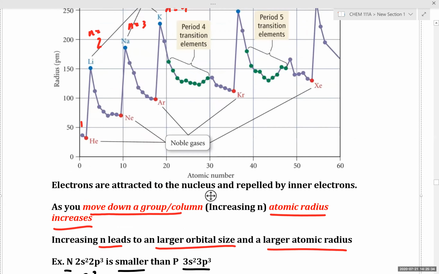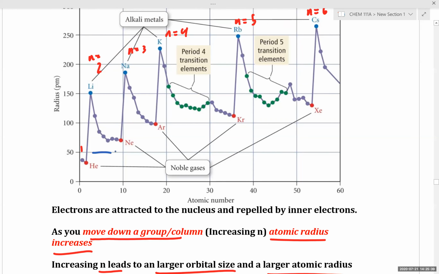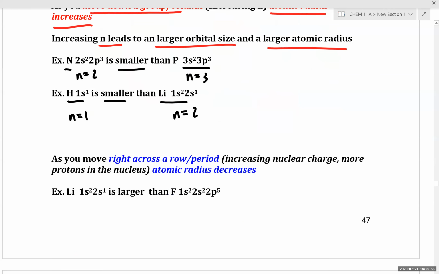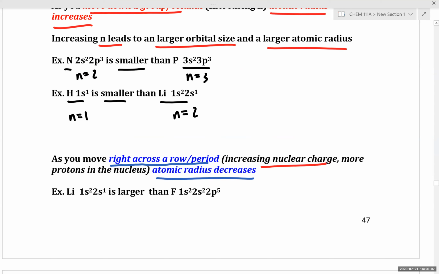Now let's go up and look at our chart. What happens as we move to the right across a row? As we go from lithium to neon, what happens to our atomic radius? Yes, exactly right. Our atomic radius decreases. So that's our next major conclusion: as we move right across a row or period, our atomic radius decreases. Why is that? As we move right across the row, we are increasing our nuclear charge, and we have more protons in the nucleus.